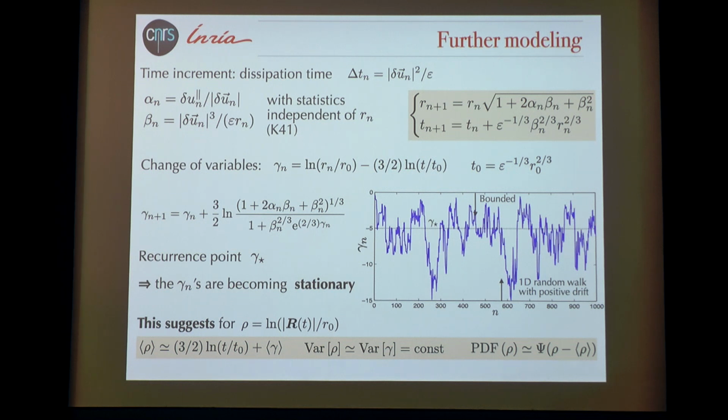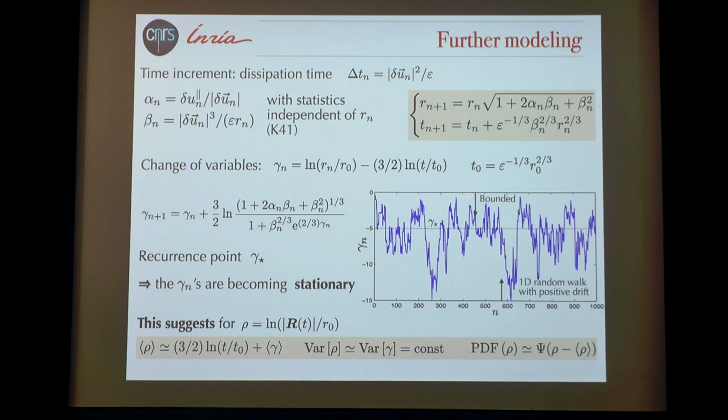Now there is a specific change of variable where we remove the mean of log of R, which allows us to write a single equation for this gamma n. The thing is that this new variable gamma n becomes a stationary variable, so we are able to show that in this model. We can see it from this gamma n dynamics. Gamma n as a function of step is fluctuating this way, and its dynamics is such that it's bounded.